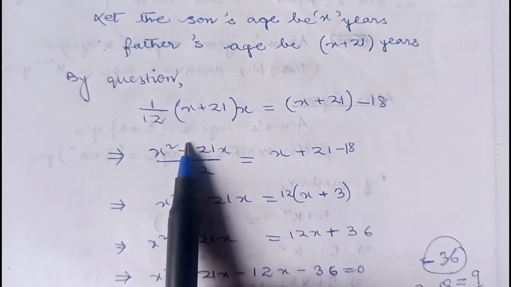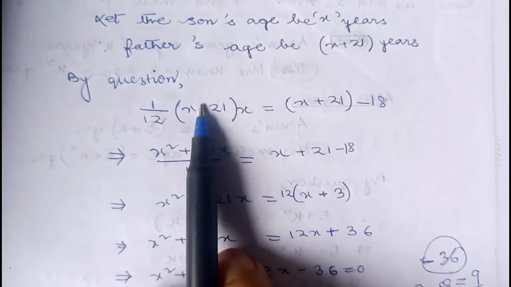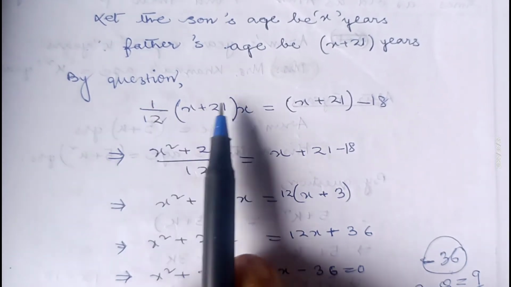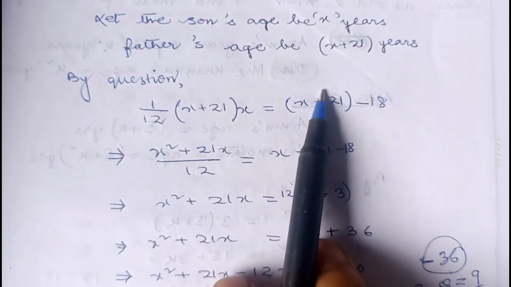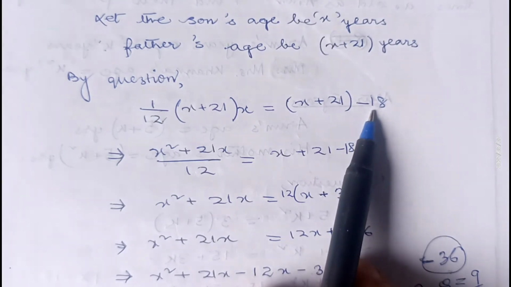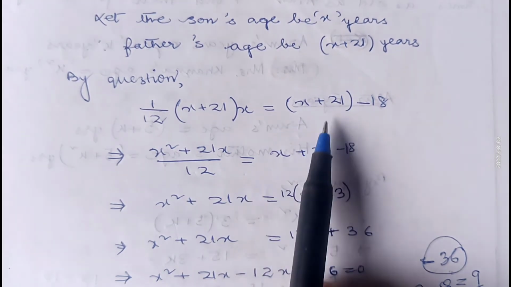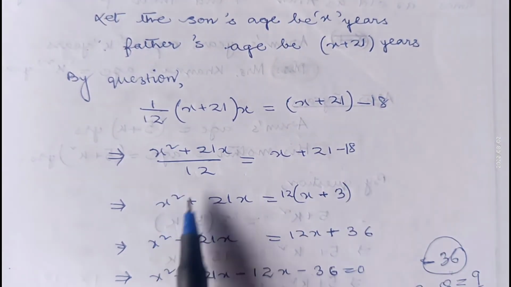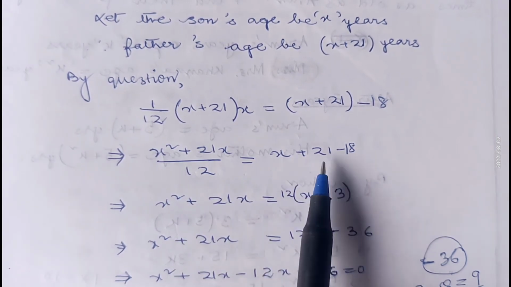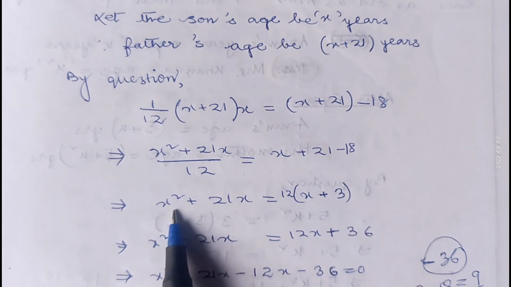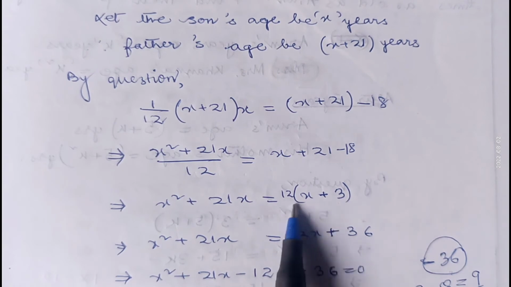As given in the question, 1/12th part of the product of their ages, so this is father's age, this is son's age, so 1/12th of the product of their ages is 18 years less than father's age. This is father's age, so father's age minus 18. So it will be x into (x square plus 21x) by 12 equals x plus 21 minus 18. So x square plus 21x, if I cross multiply, 12 into x, and 21 minus 18 is 3. x square plus 21x equals 12 into x, 12x plus 3 times 12 is 36.